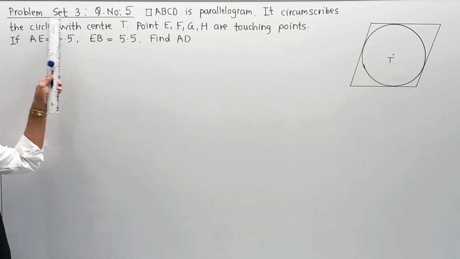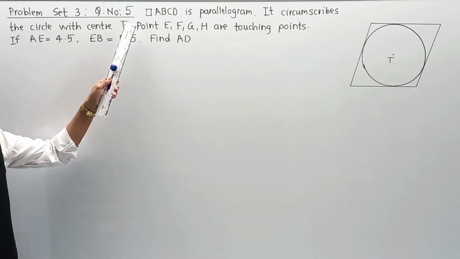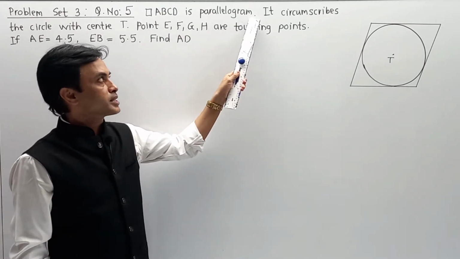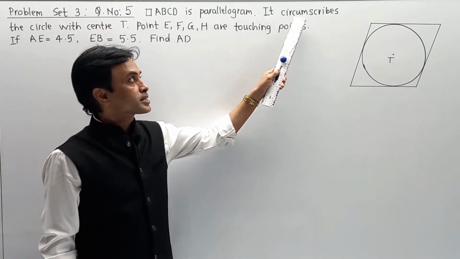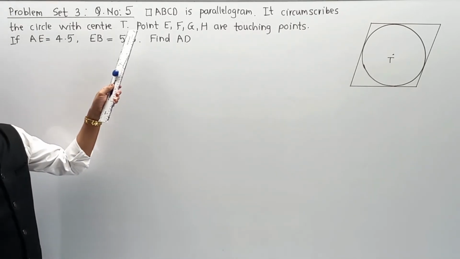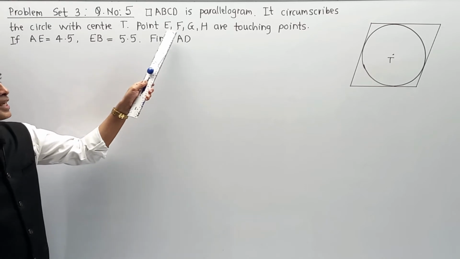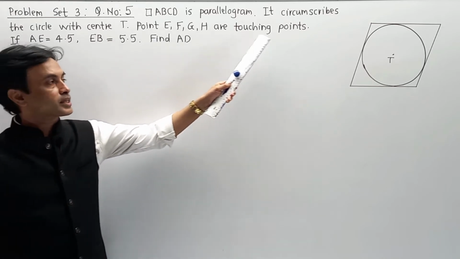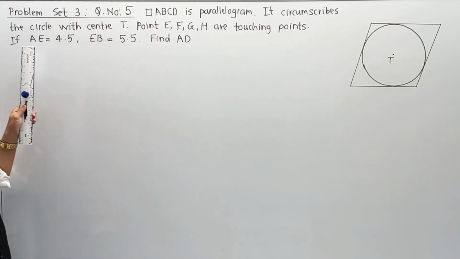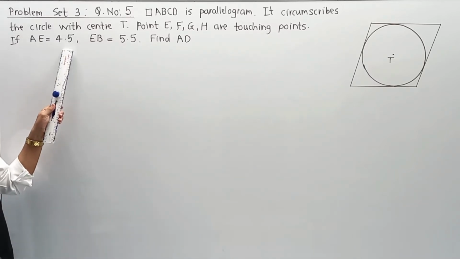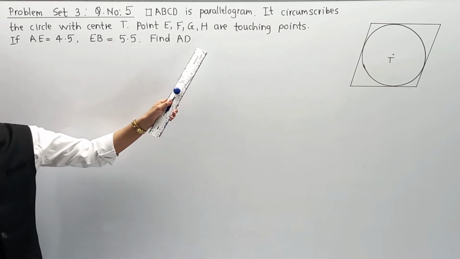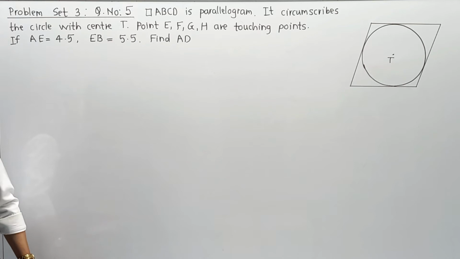Now, we are moving to problem set 3, question number 5. ABCD is a parallelogram. It circumscribes the circle with center T. Points E, F, G, H are touching points. If AE is equal to 4.5, EB is equal to 5.5, then find the value of AD. This is the question given by them.